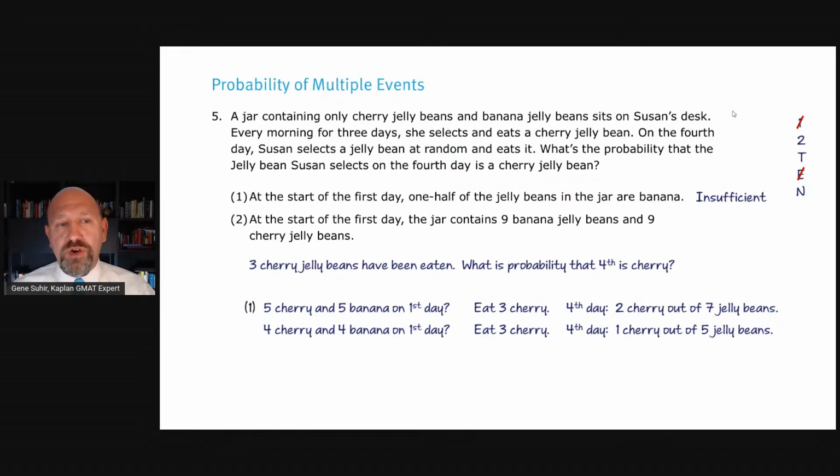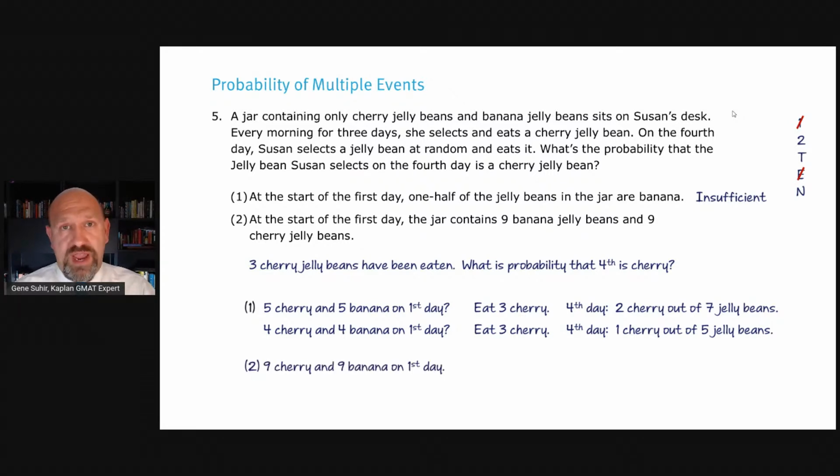Statement number 2, however, gives us something a little bit more specific than what statement number 1 gave. We actually know the concrete number of jelly beans on the first day. That means after 3 get eaten, we would know the concrete number of banana and of cherry jelly beans on the last day. Now, if at that moment you recognize that statement number 2 is sufficient, bonus. You just say, hey, statement number 2 is sufficient. Yeah, that's the final answer. And then you move on with your life, right? You don't have to do any work.